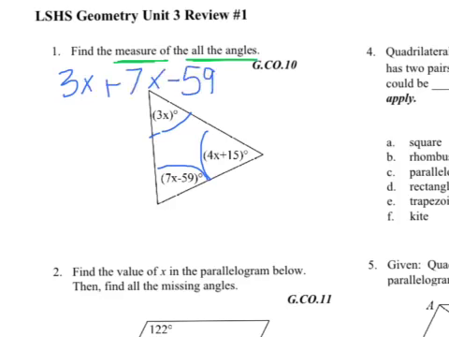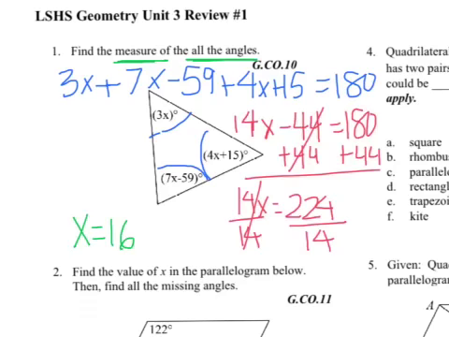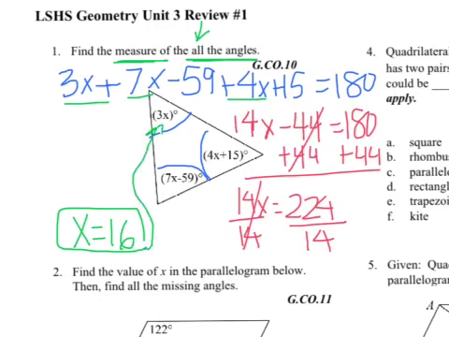Once I set up this equation and solve for x, then all you need to do is plug it back in to each angle and find out how much each angle is. So when I do that, I get that x is equal to 16. You can see the work over here. I combined all my like terms, and then I added 44, and in the end I got x is 16. So to find all of the angles, all you have to do is substitute 16 in for x.